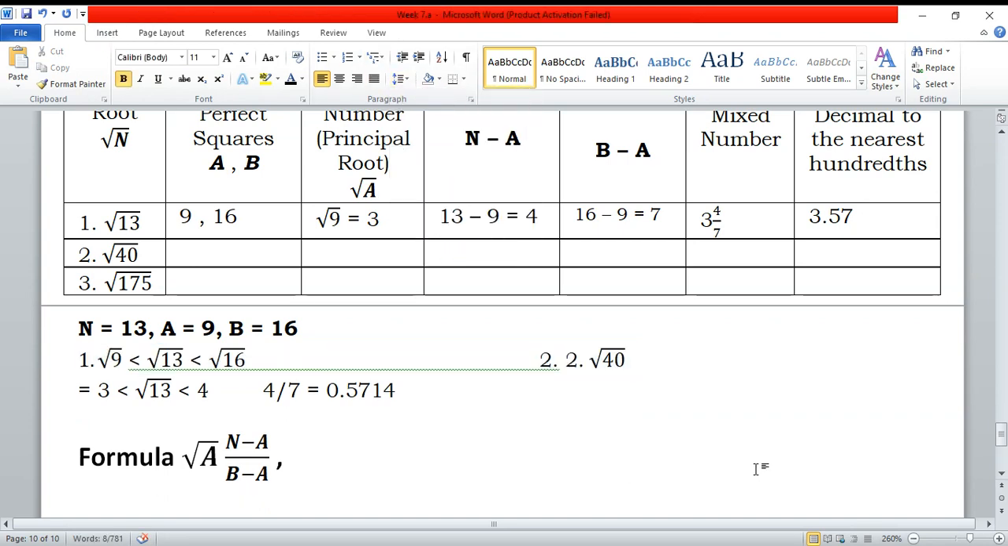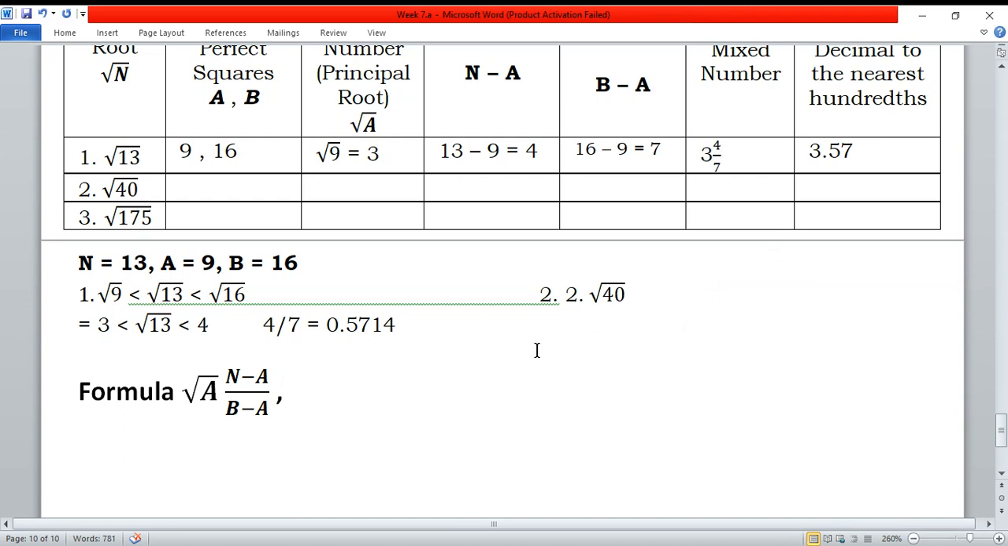So, remove muna natin. Then this one. Okay. Square root of 40. Ang square root of 40 ay mas mababa sa square roots. Pero siya naman ay mas mababa o mas mataas sa square root na perfect square, na rational rather.